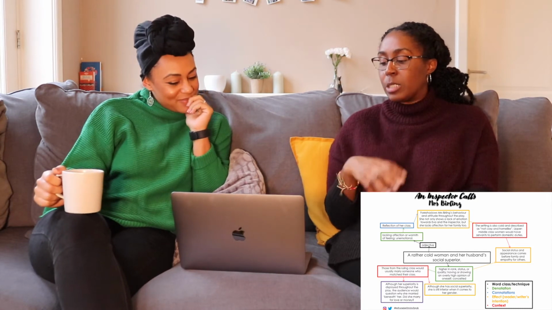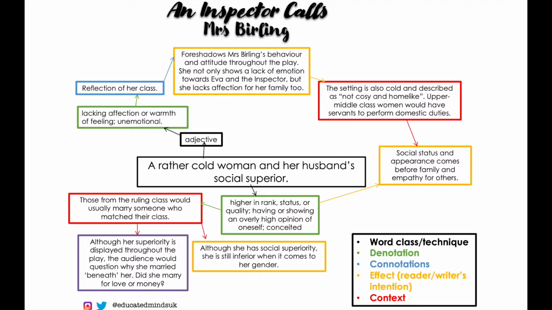And that links actually, because by Priestley saying that she's her husband's social superior, he is wanting us to highlight this idea of the class. Because realistically, at the time, in Edwardian Britain, you didn't really marry outside of your class. And so to have Mrs Birling being her husband's social superior, you wouldn't expect it. So why did she marry him?